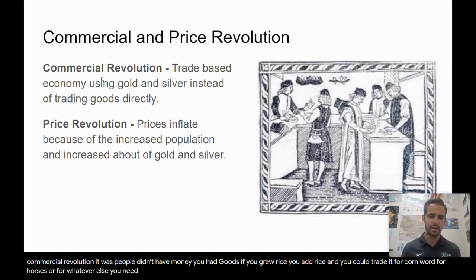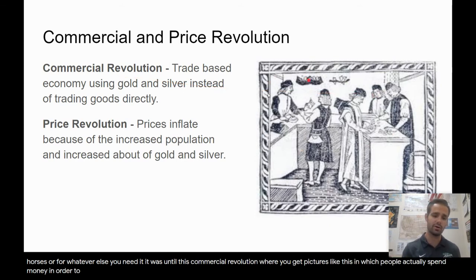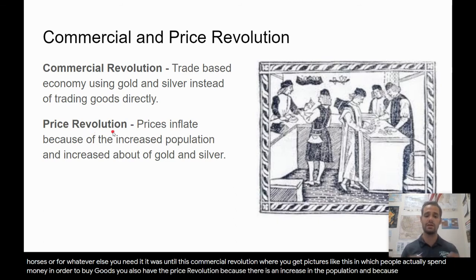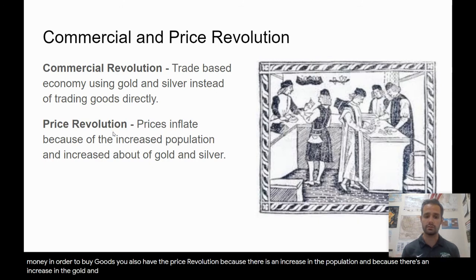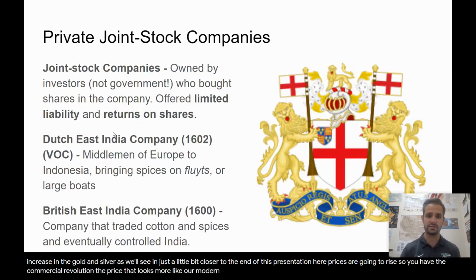It wasn't until this commercial revolution, where you get pictures like this, in which people actually spend money in order to buy goods. You also have the price revolution. Because there is an increase in the population and because there's an increase in the gold and silver, as we'll see in just a little bit closer to the end of this presentation, prices are going to rise. So you have the commercial revolution, the price revolution. We're starting to get a society that looks more like our modern day society.